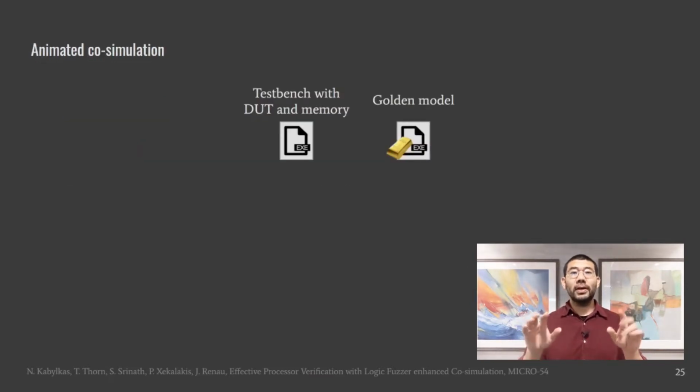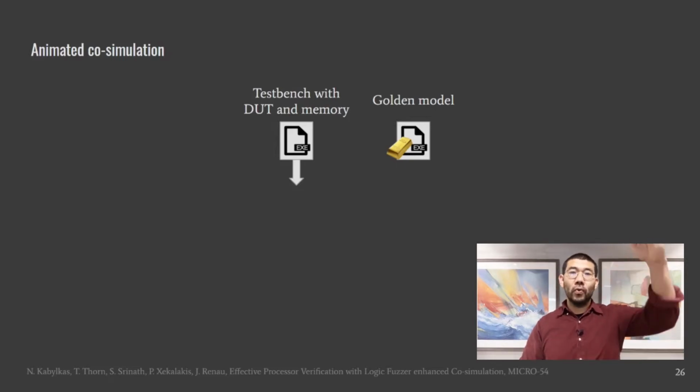Now, this couple of slides are animated slides. They're going to help us understand the communication between two independent softwares. On one side, we have a test bench with the processor under test instantiated as an object, and its memory. We compile that software into some executable. On the other side, we have the golden model, our emulator. After we have those two executables ready, we start the execution. The y-axis, if you will, is time.